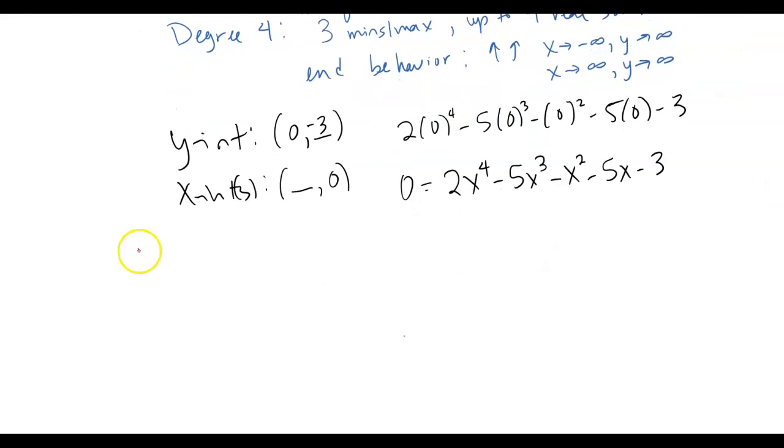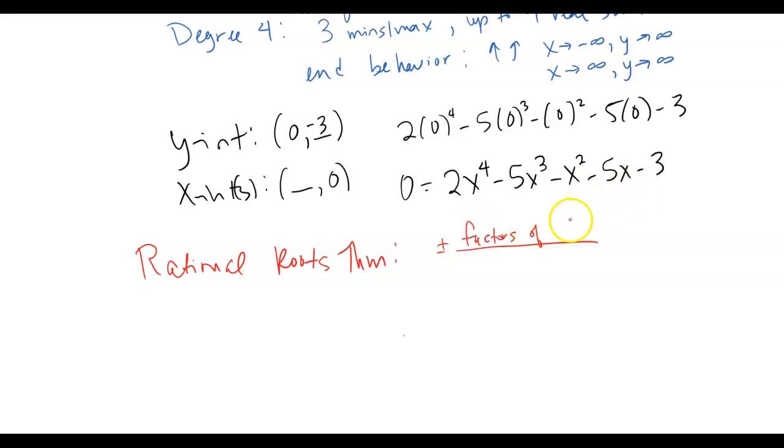I'm going to switch colors here. Rational roots theorem. What the rational roots theorem says is that in order to find a list of numbers that could potentially be your x-intercepts or your solutions, you take the positive or negative version of the factors of the last term, the factors of the constant at the back, and you divide that by the factors of the leading coefficient.